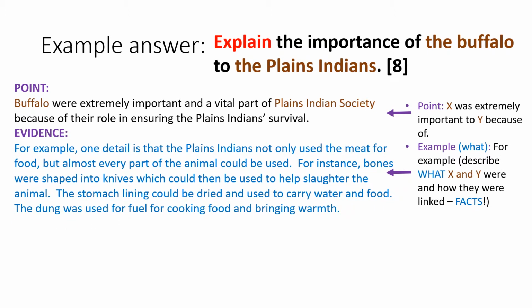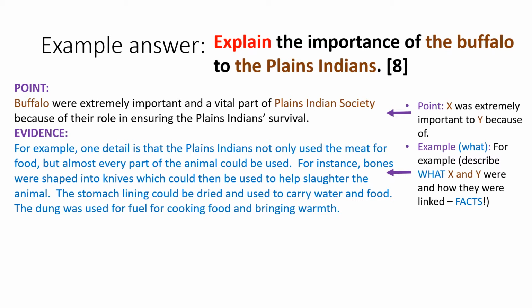For example, one detail is that the Plains Indians not only used the meat for food, but also every part of the animal could be used. For instance, bones were shaped into knives, which could then be used to help slaughter the animal. The stomach lining could be dried and used to carry water and food. The dung was used for fuel, for cooking and bringing warmth. If I was the examiner, I would be ticking away there going, wow, okay, we got some facts here. This is what they know. However, again, we now still need to link it back to Plains Indians and explain the above facts.